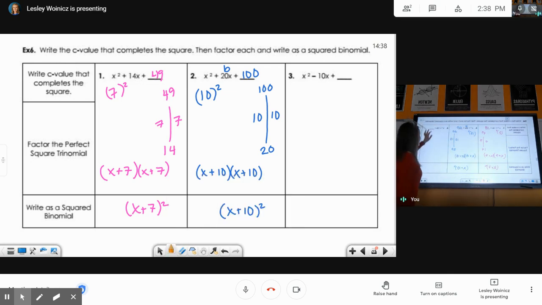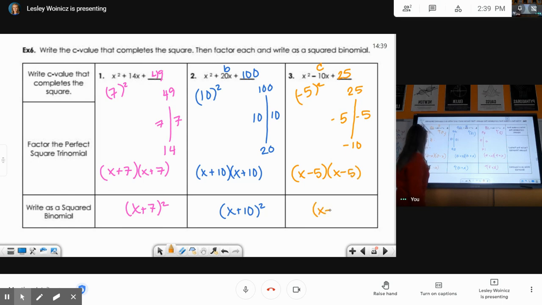All right, last one. Take your b, chop it in half. Half of negative 10 is negative 5. Square it. You get 25. Now we need factors of 25 that sum to negative 10. I'm feeling 5 and 5, but make them both negative. Okay, that gives me x minus 5 times x minus 5, which is x minus 5 squared.